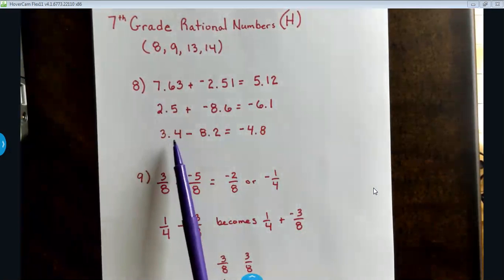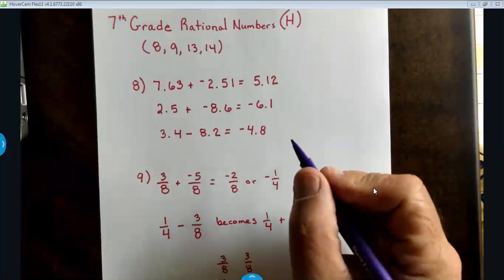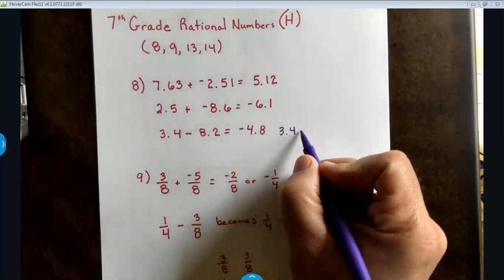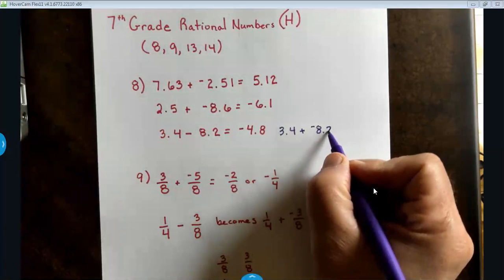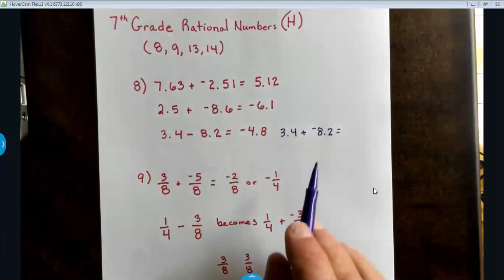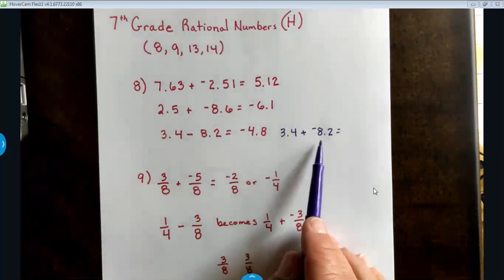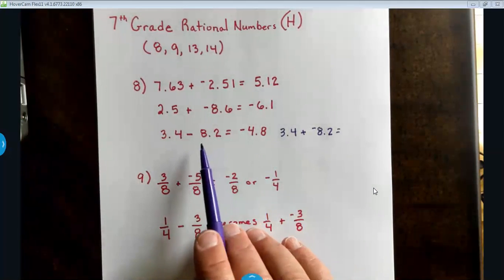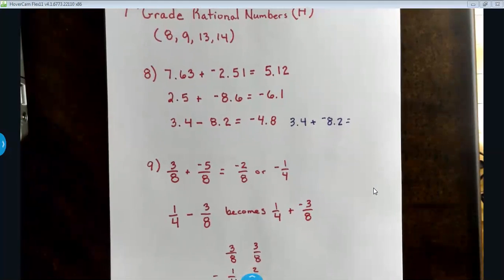And then we have 3.4 minus 8.2. In this problem, you're going to add the opposite, so it would become 3.4 plus a negative 8.2. And now we follow the rules. And when you're adding a positive and a negative, you subtract. You get 4.8. The higher number is 8.2. Its sign is negative, therefore your answer is negative.